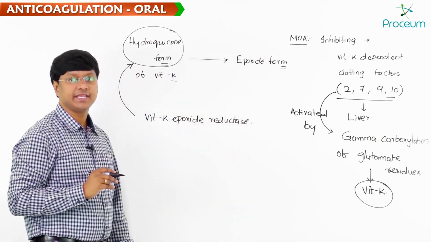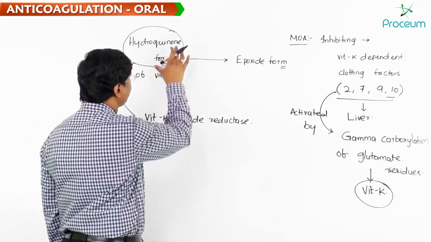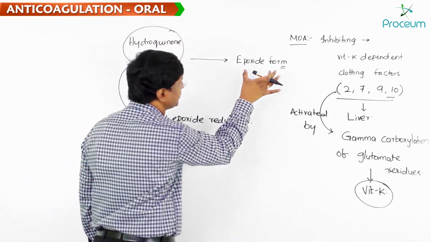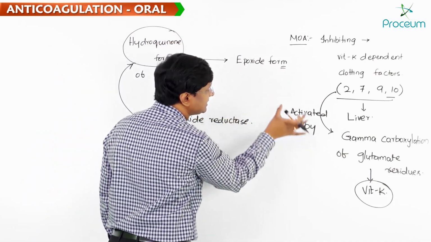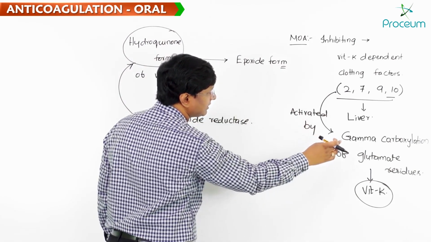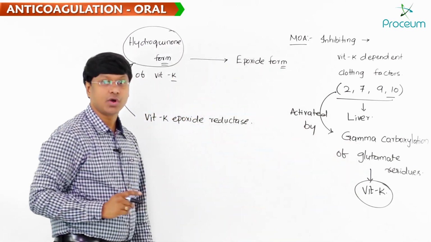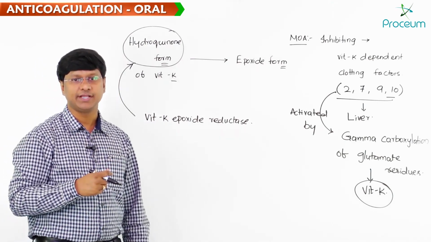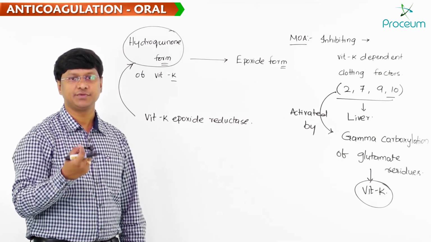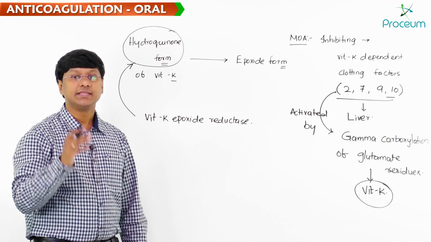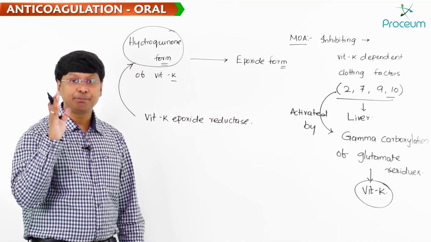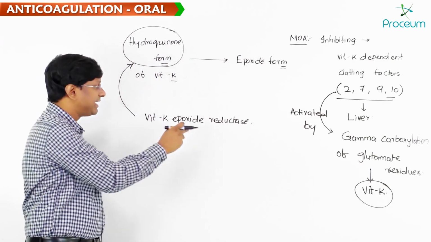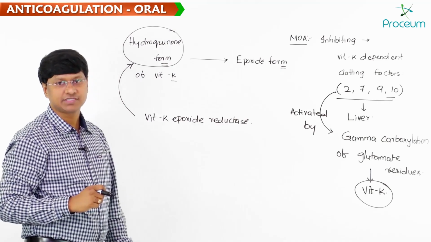Right? This vitamin K epoxide reductase is required for the formation of this hydroquinone form, and this hydroquinone form of vitamin K is converted to the epoxide form for the activation, the gamma carboxylation of glutamate residues of the clotting factor. Now whenever you give oral anticoagulants, whenever you give Warfarin or Sucribe, what will they do? The oral anticoagulants will prevent this particular regeneration of the hydroquinone form by inhibiting the vitamin K epoxide reductase.